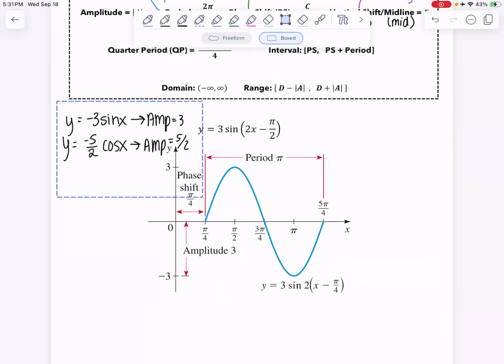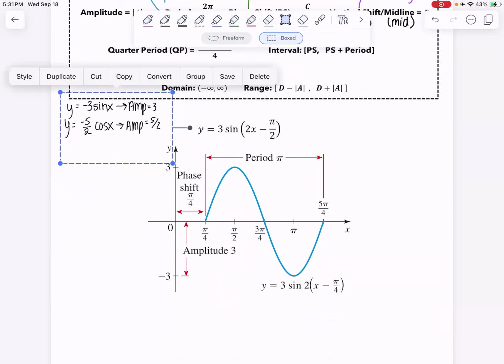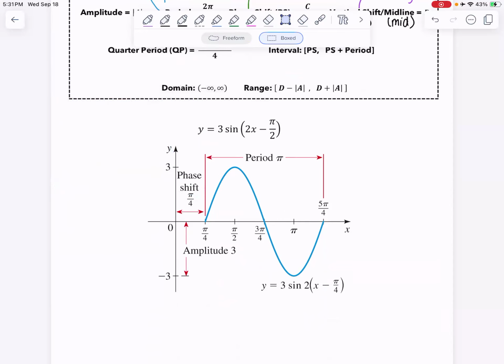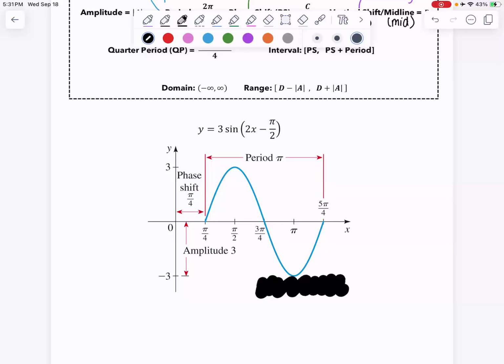Down here, this is just to prove to you that all of this works, and you can ignore this down here. That's written in a way I don't like.